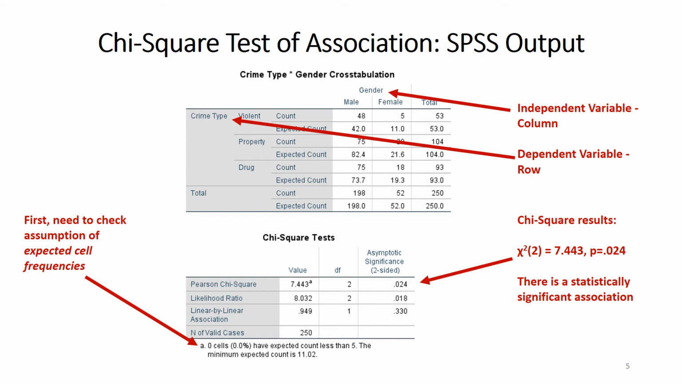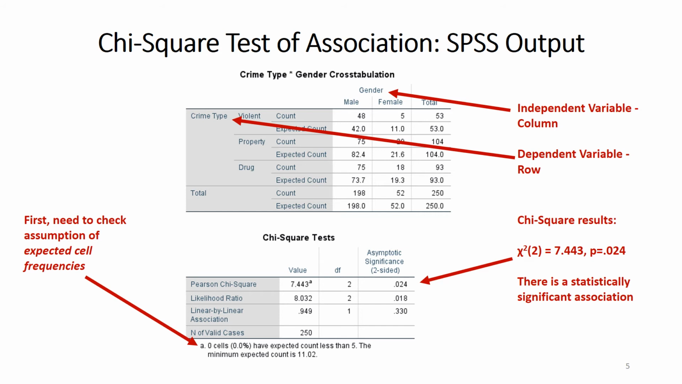In fact, this assumption is so important that SPSS will automatically give you a footnote that you can see down there as footnote A below the chi-square tests table that tells us the answer about whether or not we met the assumption of expected frequencies. And in this case, we did. We're in good shape. You'll notice that footnote A says 0 cells have expected count less than 5. That is what you want to see as a researcher.